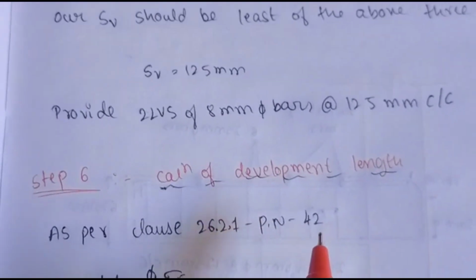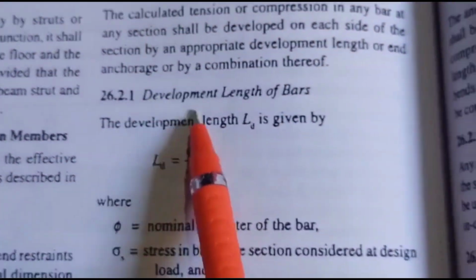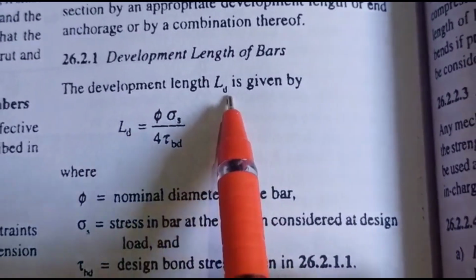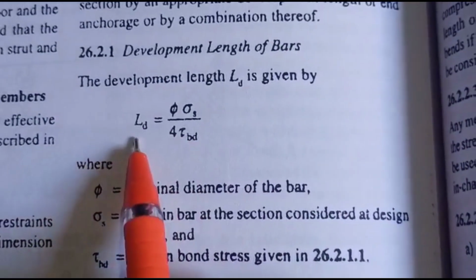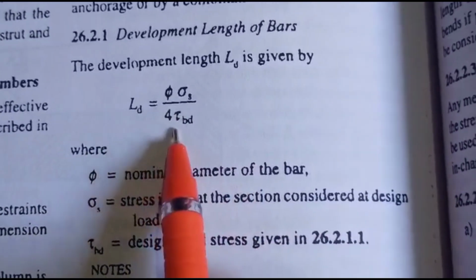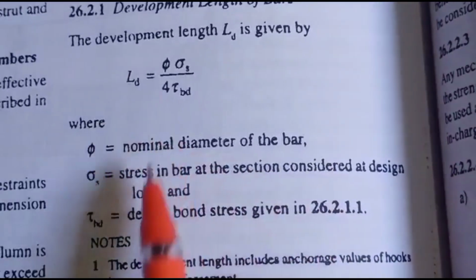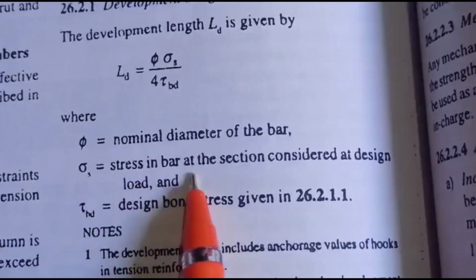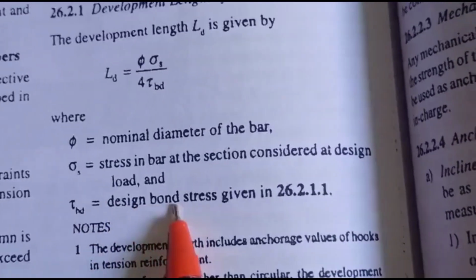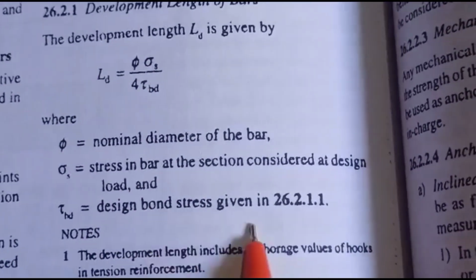We'll go to page number 42. Development length of bars. The development length LD is given by LD is equal to pi into rho s divided by 4 into tau BD. Here pi is the nominal diameter of the bar, rho s is the stress in bars, and tau BD is the design bond stress.